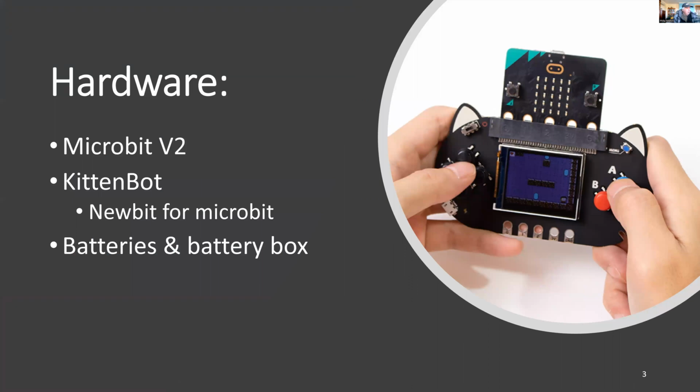So the hardware we're going to use is a Windows PC, where we simulate the game, and we can also use a game console. This particular one will be the Micro:bit version 2, together with the New:bit for Micro:bit from KittenBot. And with this configuration, you also have to supply your own batteries and battery box.